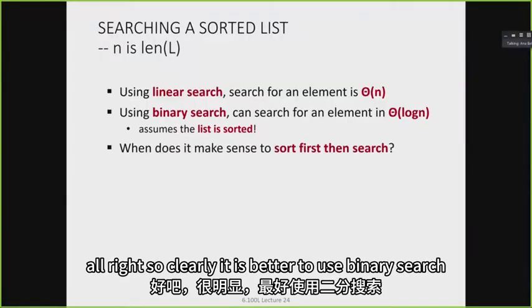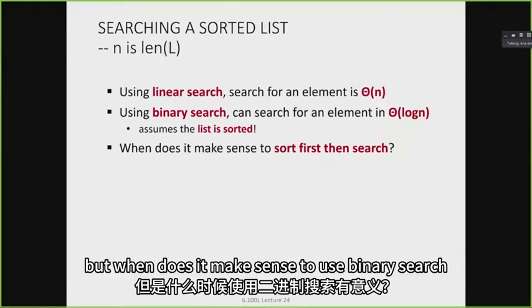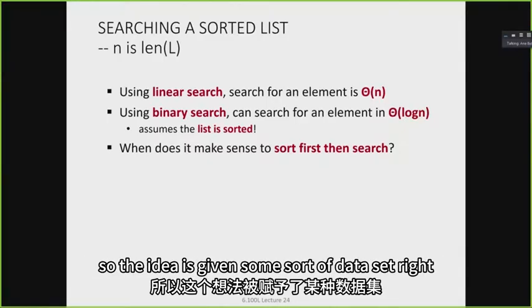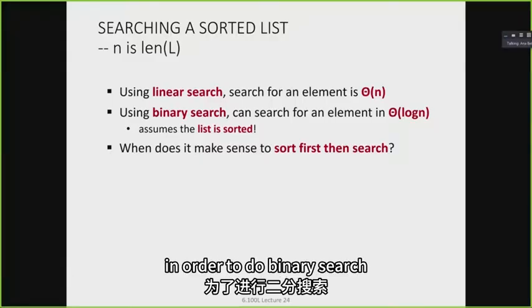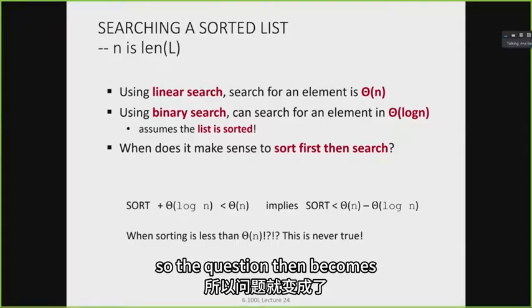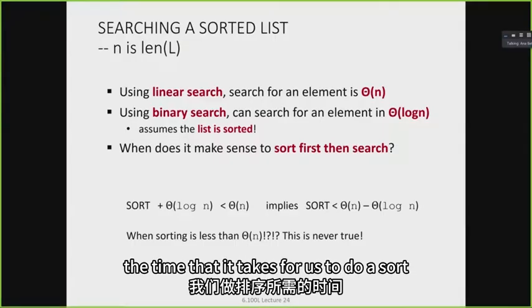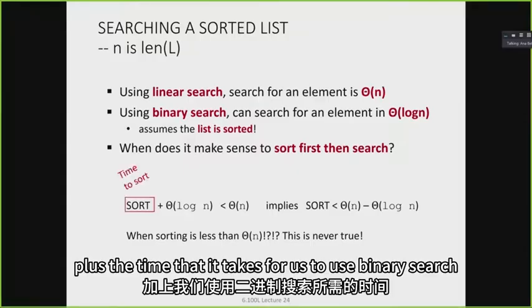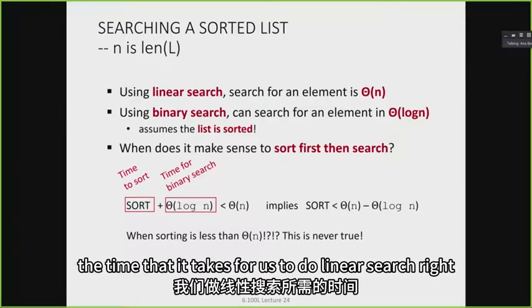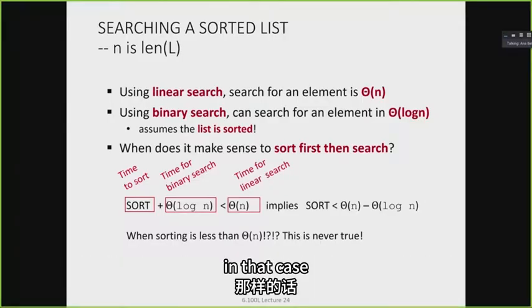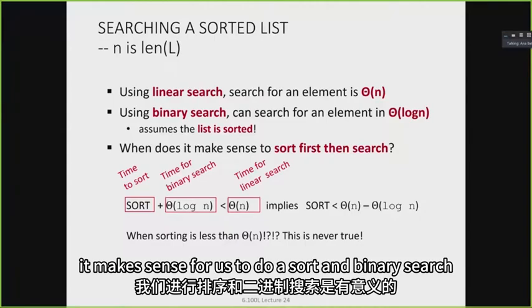All right. So clearly, it is better to use binary search because it's faster. But when does it make sense to use binary search? So the idea is, given some sort of data set, some list of elements, we would have to first sort them in order to do binary search. So the question then becomes, the time that it takes for us to do a sort plus the time that it takes for us to use binary search to look for an element within that list should be less than the time that it takes for us to do linear search. In that case, it makes sense for us to do a sort and binary search.